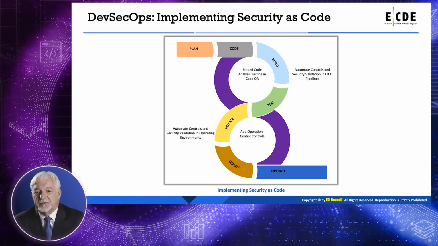Implementing security as code. Think of us as interleaved into this process of DevSecOps, where they plan, code, and build, and we embed code analysis testing in the code for quality assurance. We also automate controls and security validation in the CI/CD pipelines by using workflow generators and things like that. Then we get into the test and release side, and we automate controls and security validation in the operating environments. And then as we deploy and operate, we add operation-centric controls.